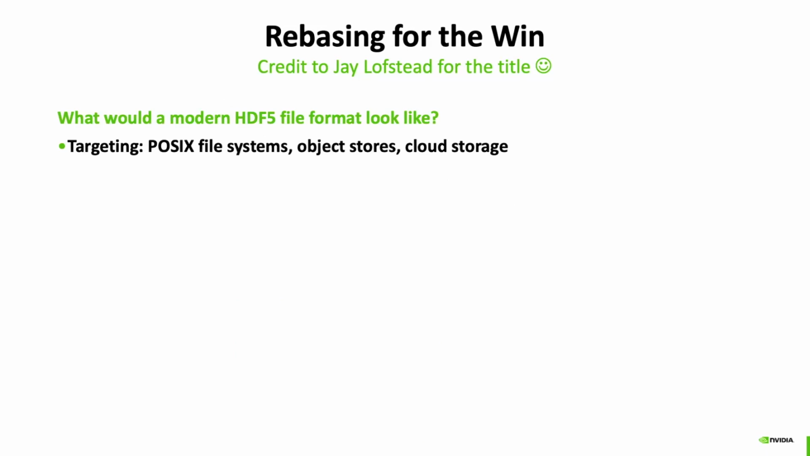So I like Jay's topic and title from yesterday. We're going to rebase for the win, right? How can we redo this so that we keep the API, because that's what people are programming to, and make their applications change as little as possible? What do we want to do?